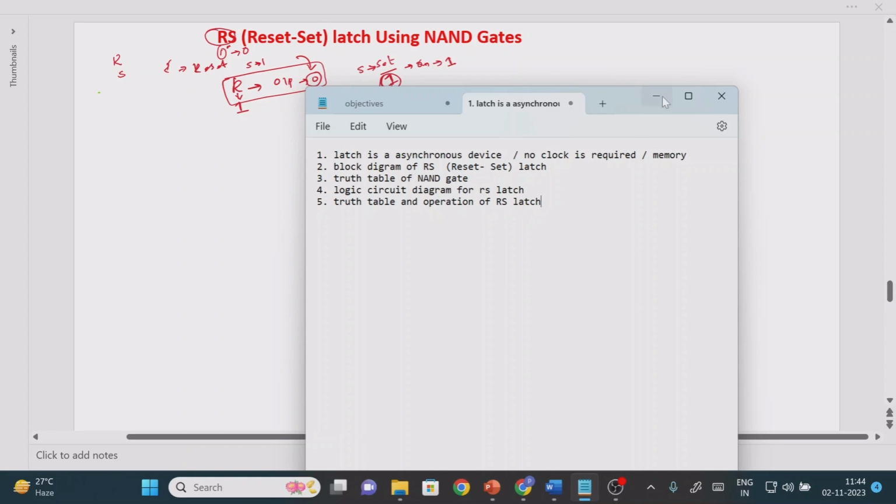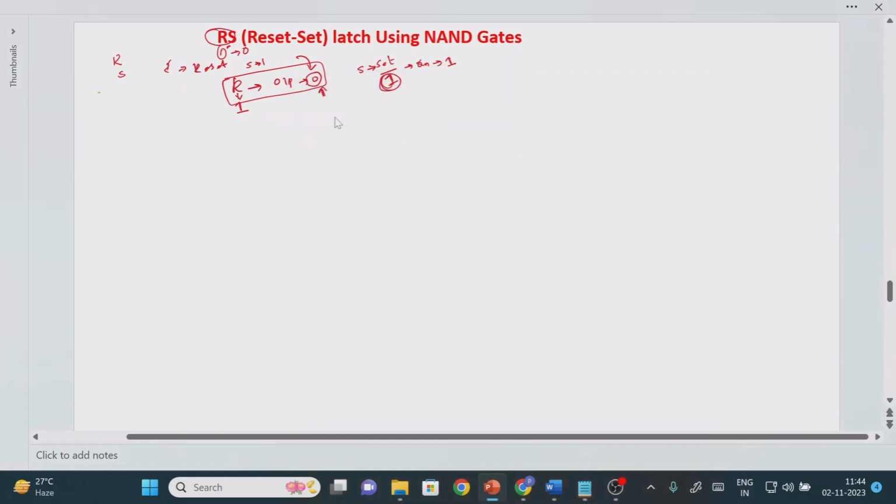First, let me draw the block diagram of the reset set latch. Looking at the block diagram, how many inputs do we have? 2 inputs. One is called reset, or you can call it the R value. Another one is the set. So this is the RS latch.